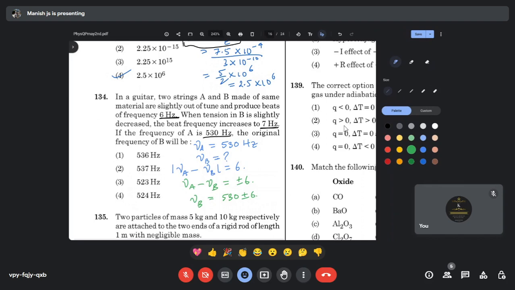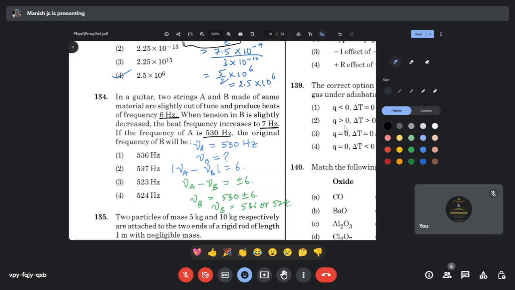So this is what you get when you go for a rearrangement. So what are the possible values for nu B? It can be either 536 or 524. Two possibilities are there. Now you will have to choose wisely.